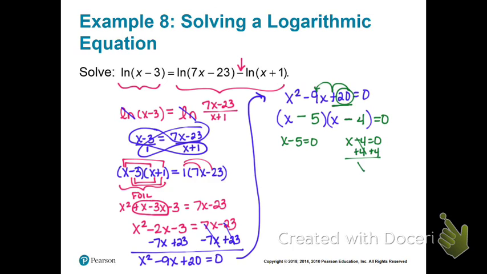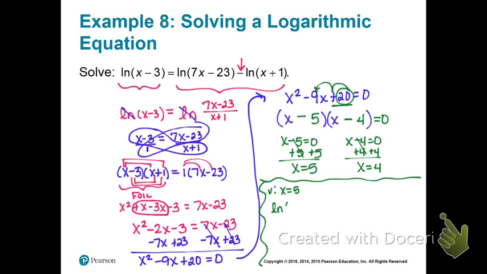So would we plug it into the trinomial? I mean, plug it into the beginning problem. Yeah, we need to check it using our beginning logarithms. So that means all 3 of them. Alright, so I'm going to do my check down here. I'm going to check when x equals 5.